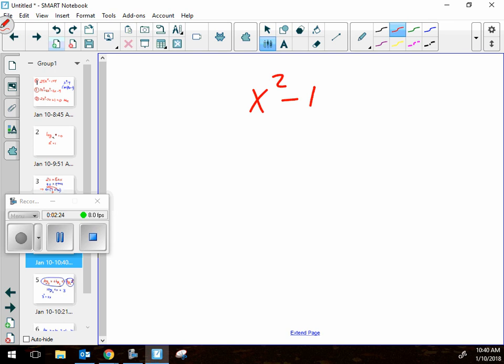Next thing. Here's a weird kind of factoring that some people have got down and some people don't. It's called difference of squares. If you know what's going on, you should be like, boom, done.